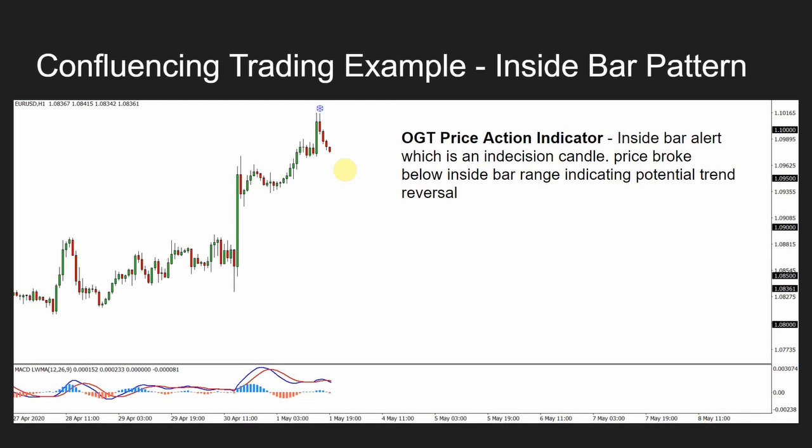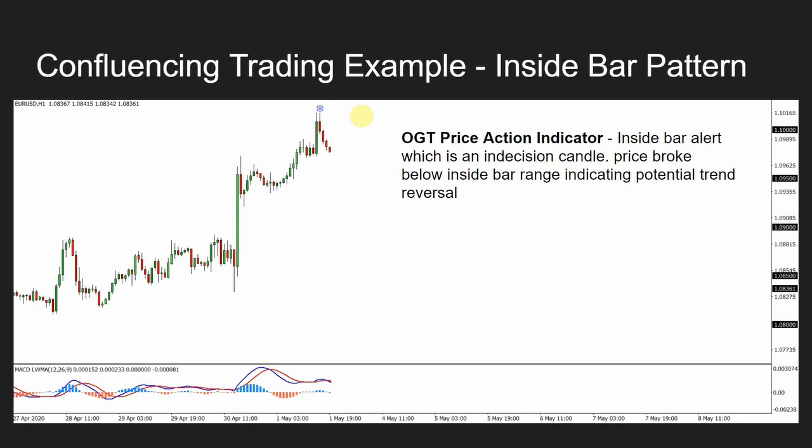One of the patterns that's part of my indicator is the inside bar, and this snowflake is the symbol that's used if an inside bar is created. You can see here that on this red bar where the snowflake symbol is on top, the whole range of the candle is inside the previous candle, or the mother candle as it's called. That candle is an indecision candle.